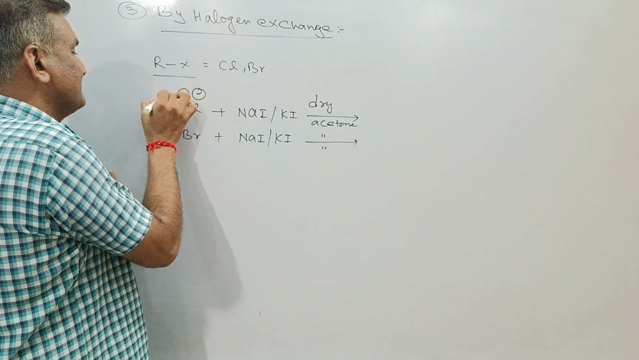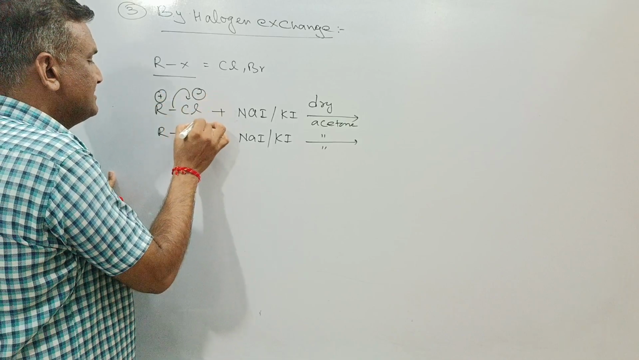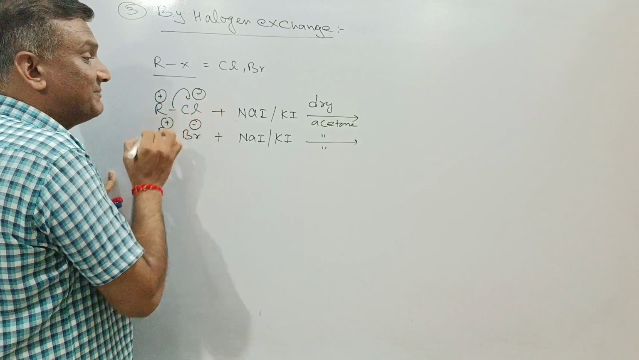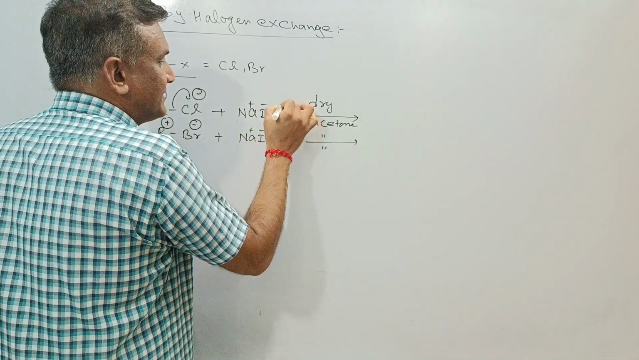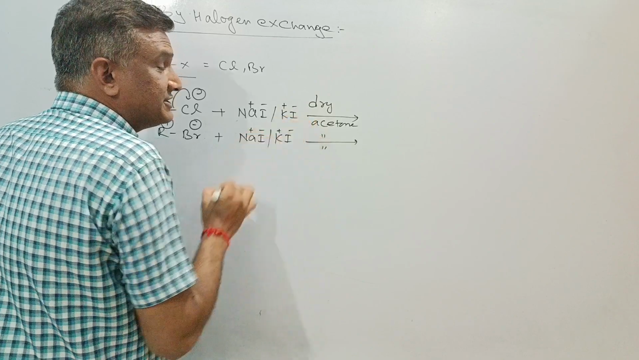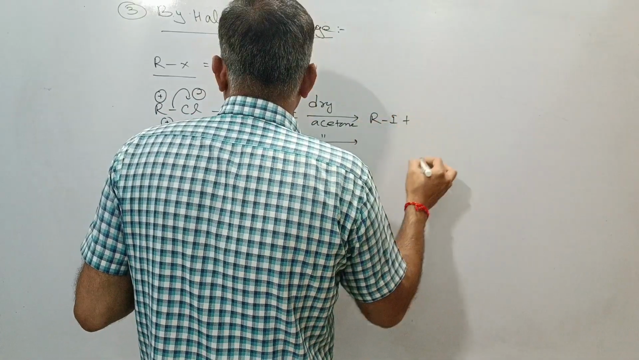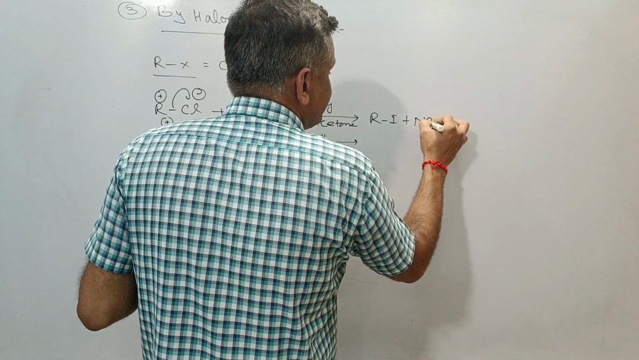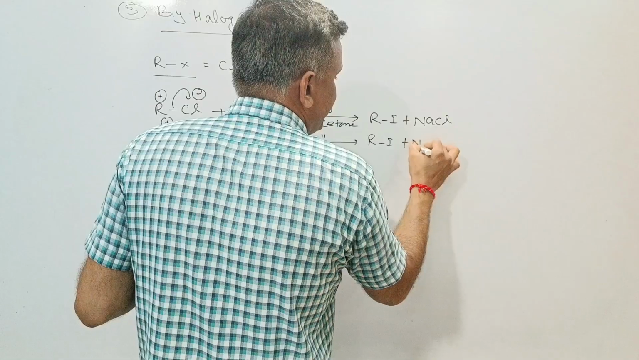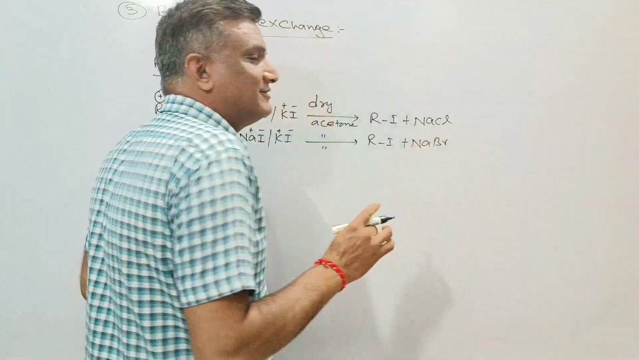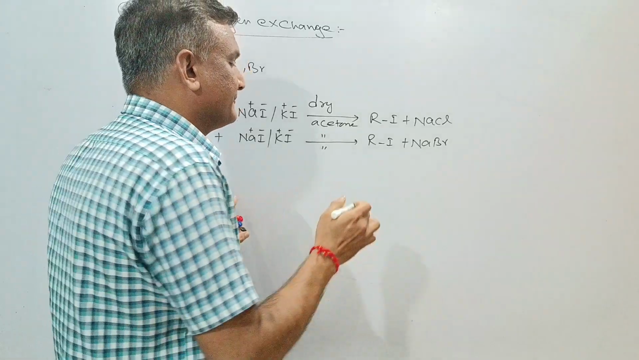This is R plus and Cl minus, this is Br minus, this is R plus, Na plus and I minus. You can say this is dissociation. So here there will be formation of RI plus NaCl, and RI plus NaBr. So this is one of the reactions through which you can get iodoalkane.